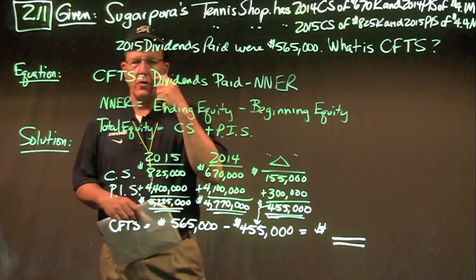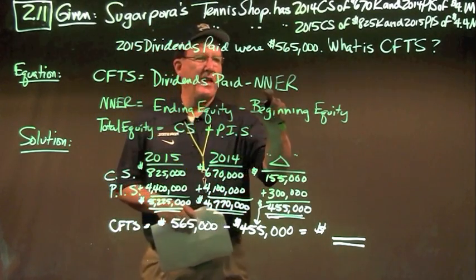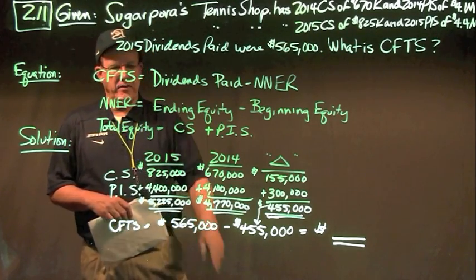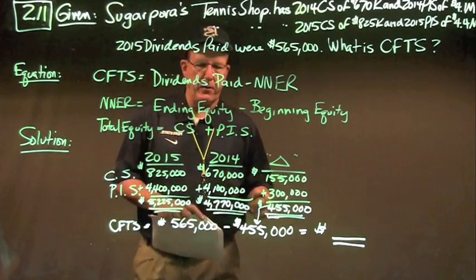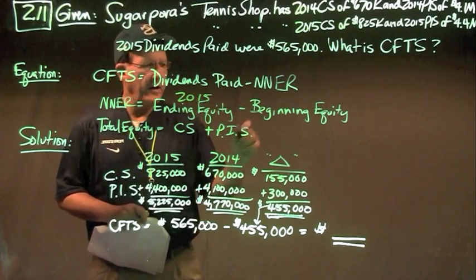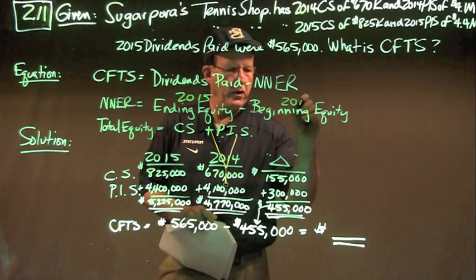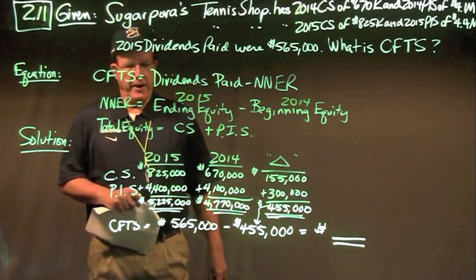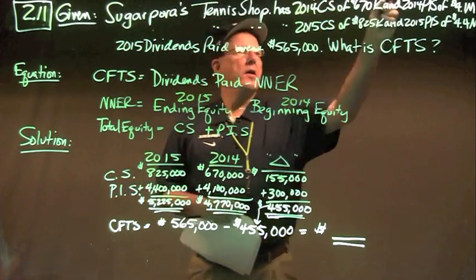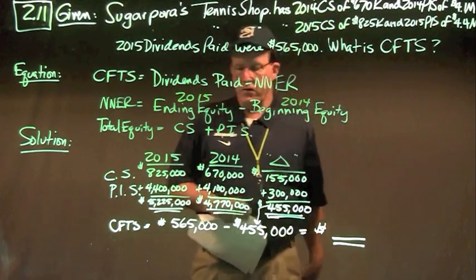So cash flow to stockholders is simply dividends paid minus net new equity raised. So we have to calculate net new equity raised. That's simply ending equity minus beginning equity. Ending equity being 2015, and beginning equity 2014. That's your beginning period. And my total equity is my common stock plus my paid-in surplus. I just add those two numbers together.